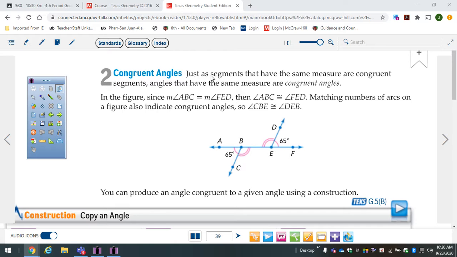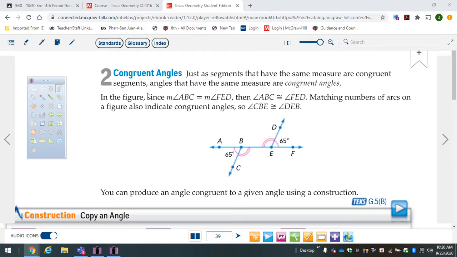Congruent angles, just as segments that have the same measure are congruent segments. Angles that have the same measure are congruent angles. So once you hear congruent regarding the segments, or in this situation, angles or congruent figures, we'll get to figures later. Once you hear congruent, they're the same.